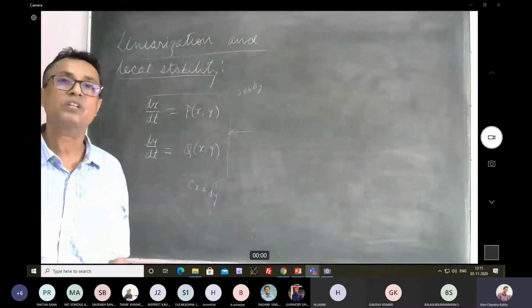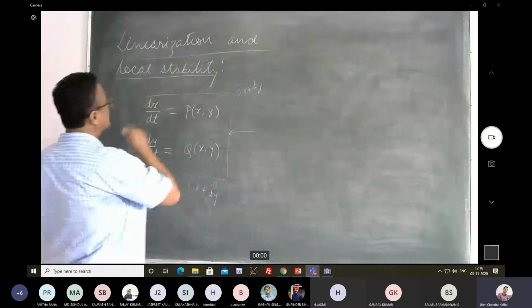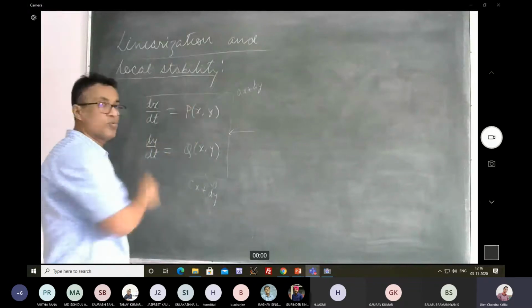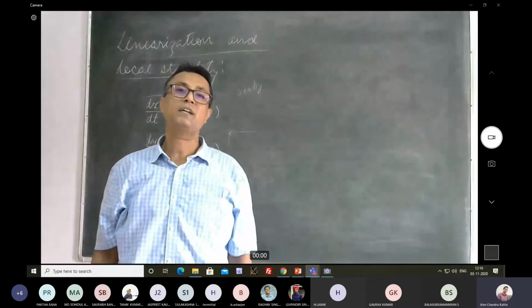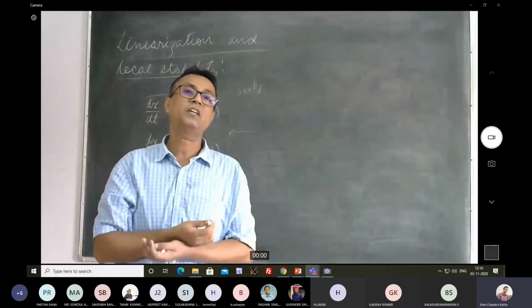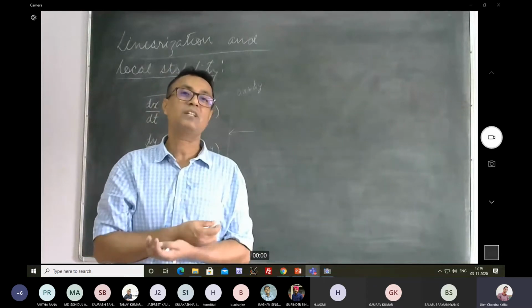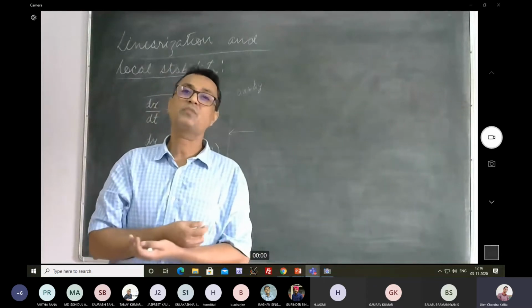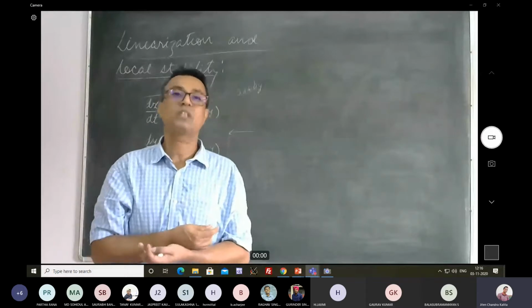So now the question is whether I can reduce P and Q into some linear expression in such a way that if I analyze the properties of that linearized system, it is going to show the same behavior as the original system.